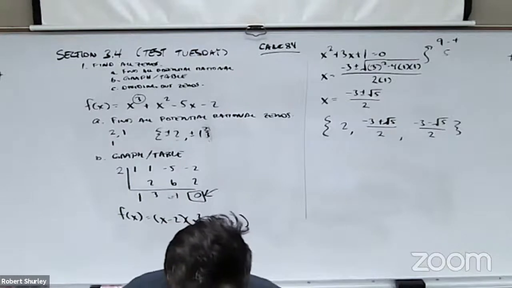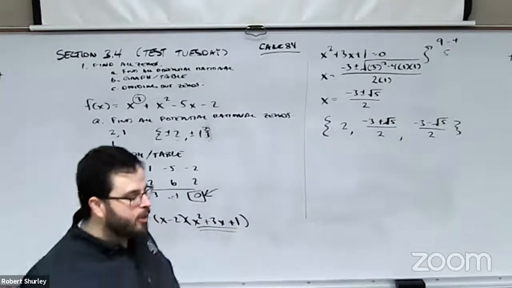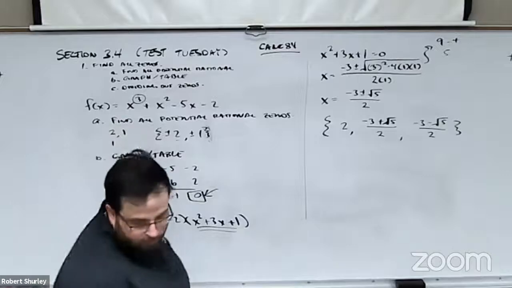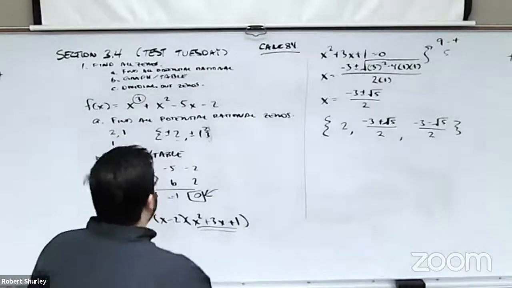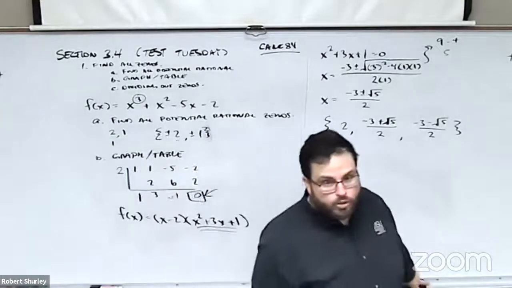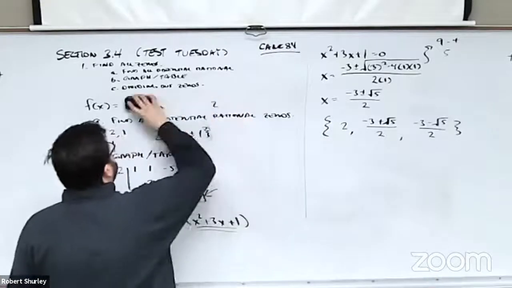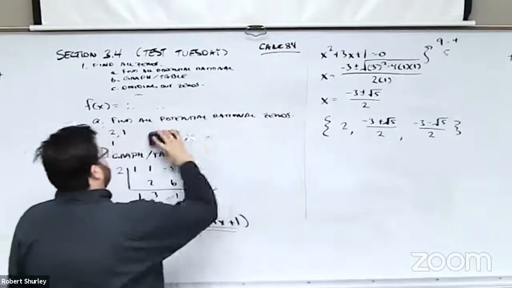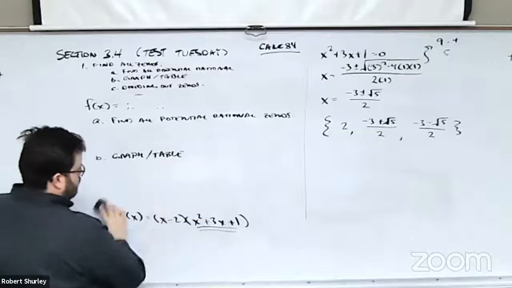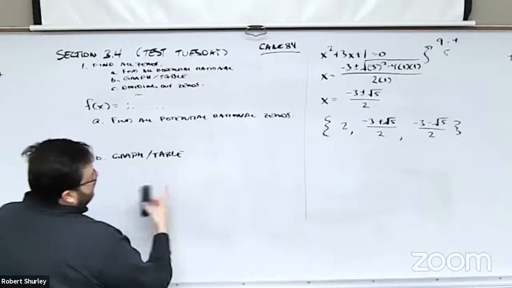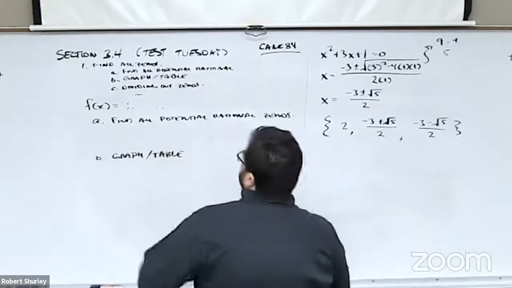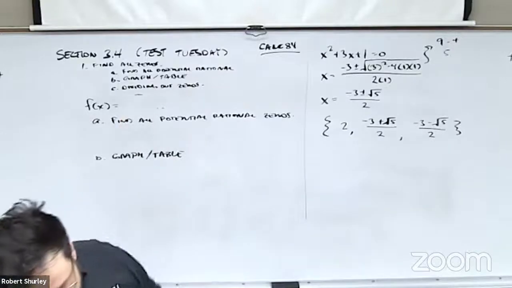Okay, I'm going to steal one of these from your book now. This is number 24 in your homework. It's on page 387, number 24. Well, I only did graph and table. Part C was solving it. So number 24 looks like this.